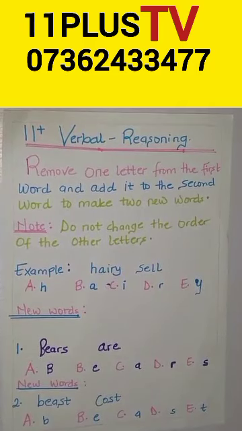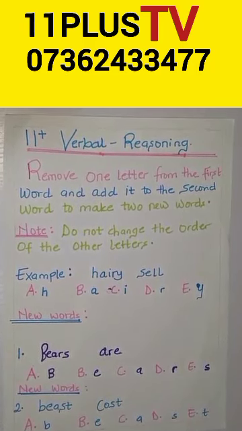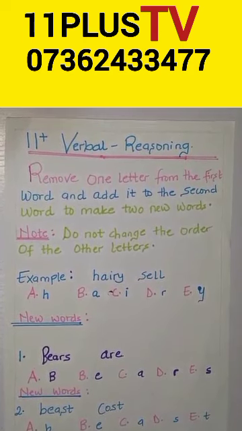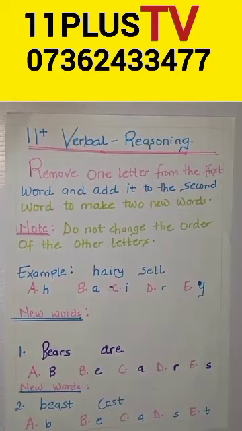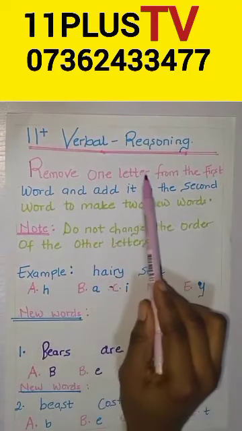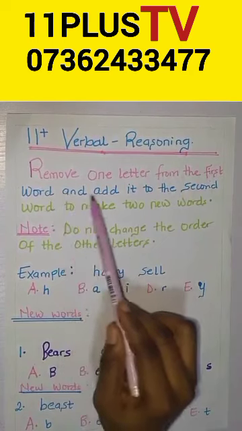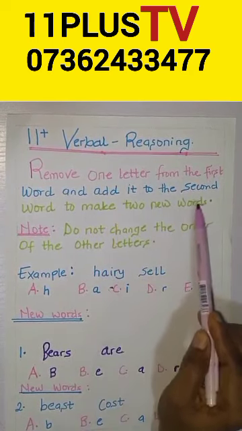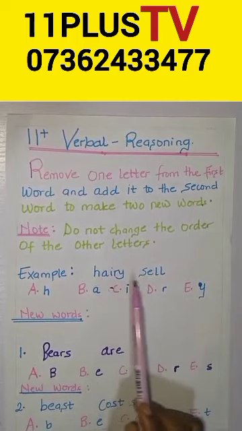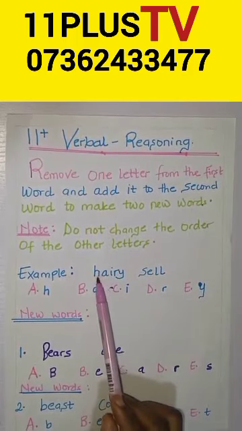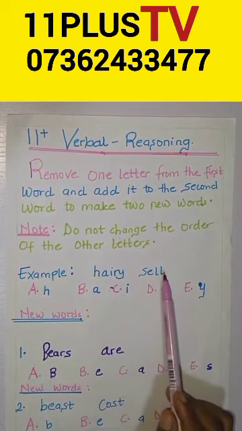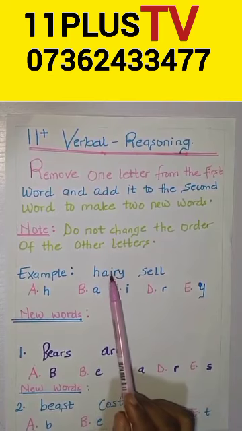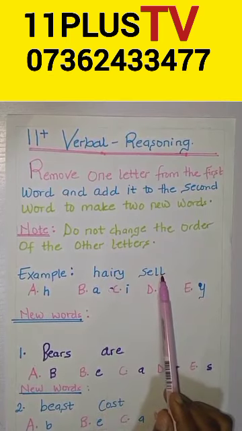In this class, you are to look at the instruction to determine what to do for the section. The instruction is that you remove one letter from the first word and add it to the second word to make two new words. Now what you need to do is to remove a letter from this first word and add it to the second word. Now this first letter will form a new word, likewise the second letter.